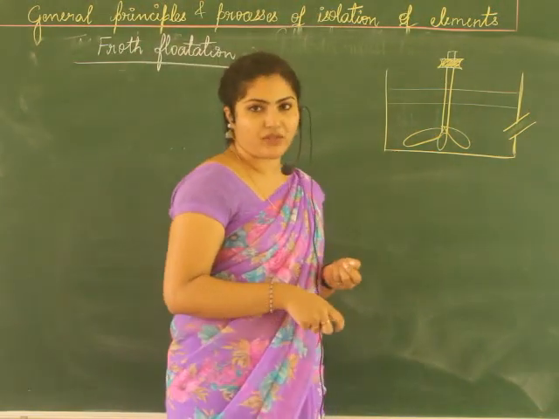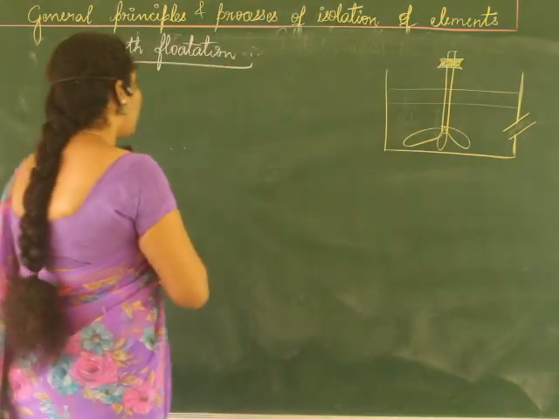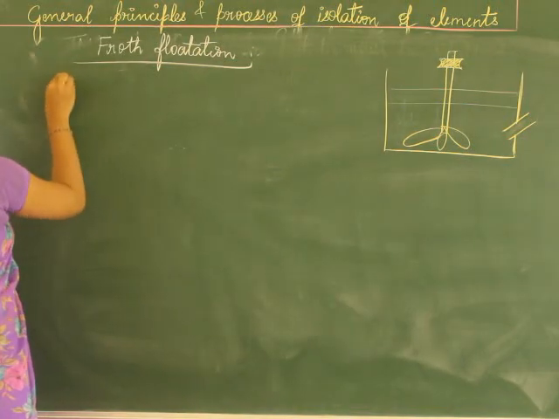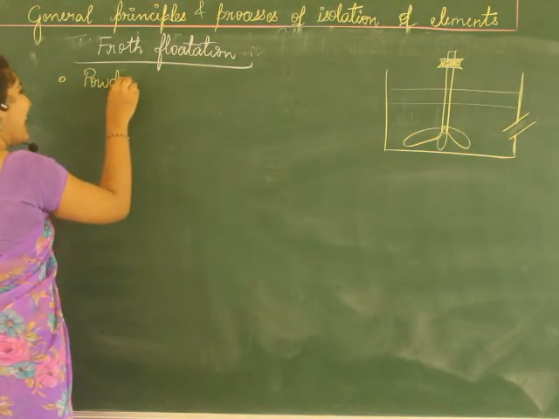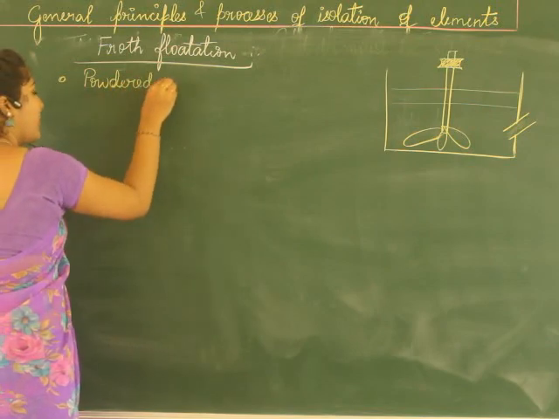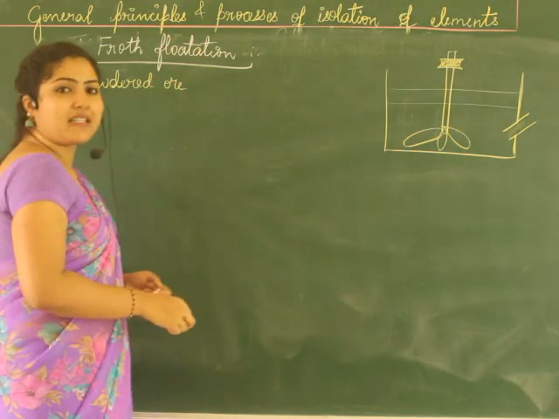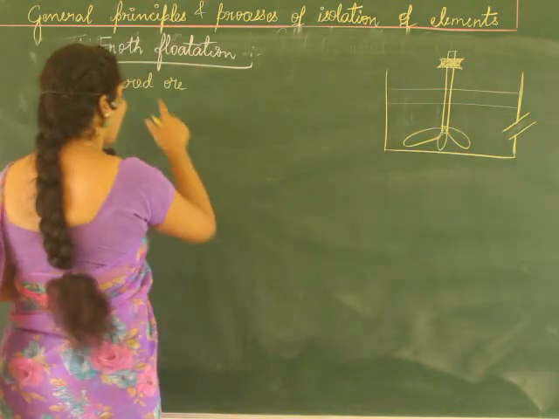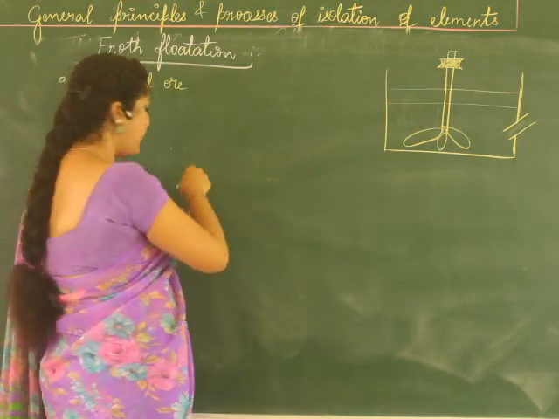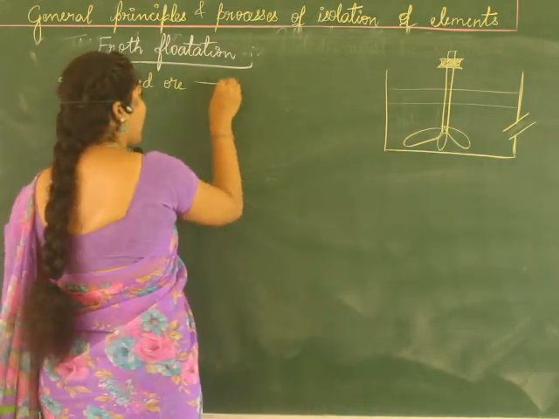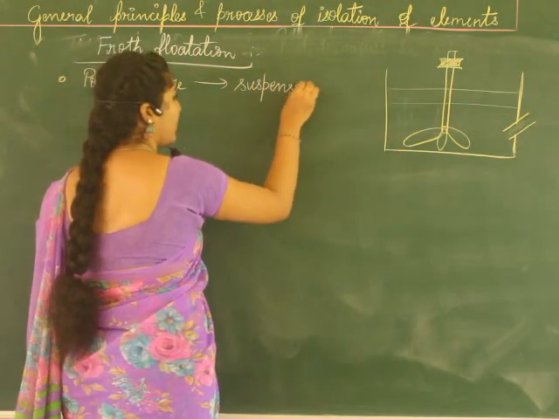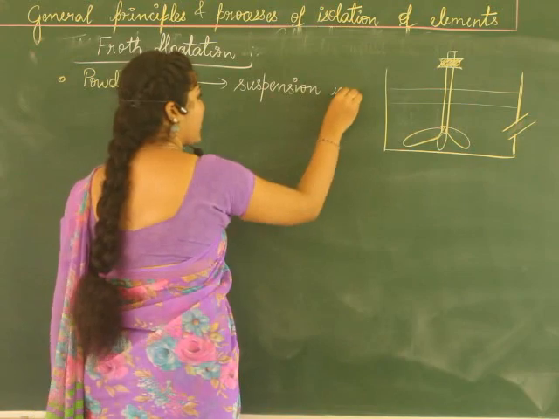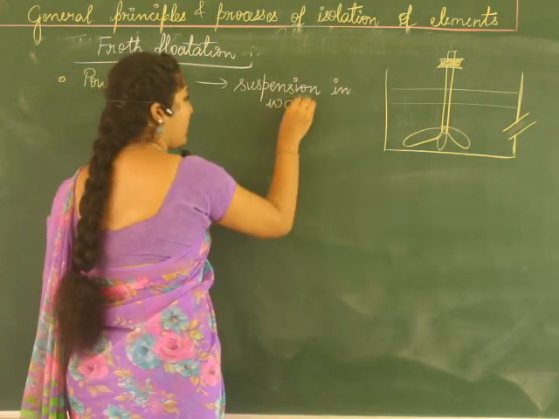Let me give you a picture of this. First what we need for this is powdered ore. You can imagine this like a recipe also. We have to take powdered ore and prepare a suspension of it in water. That means it is mixed with water.